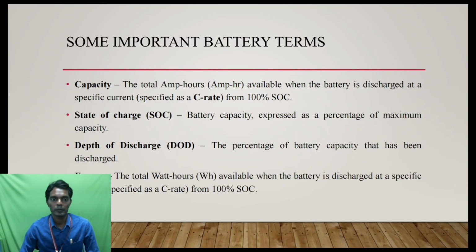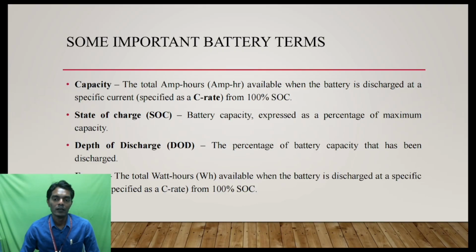First is capacity. What is capacity? It is defined in ampere hours. Ampere hours available when a battery is discharged at a specific current, specified as a C rate. We say C rate. So what does it mean? Each battery has a rating, right? Each battery has a current rating.